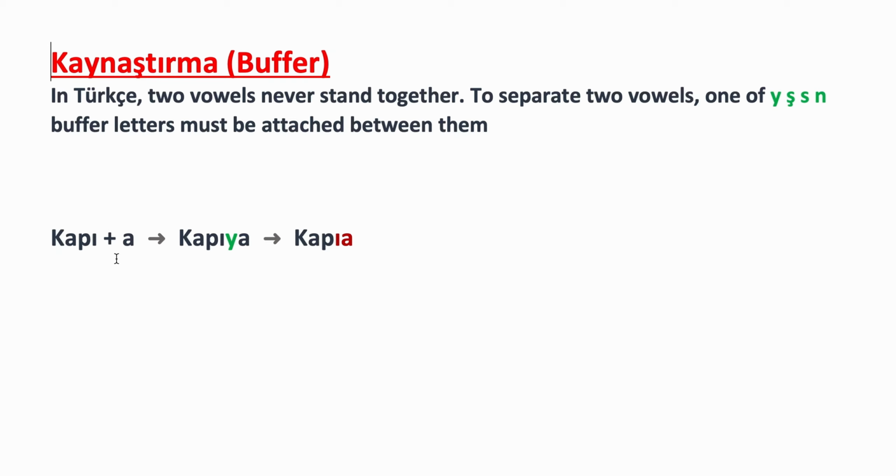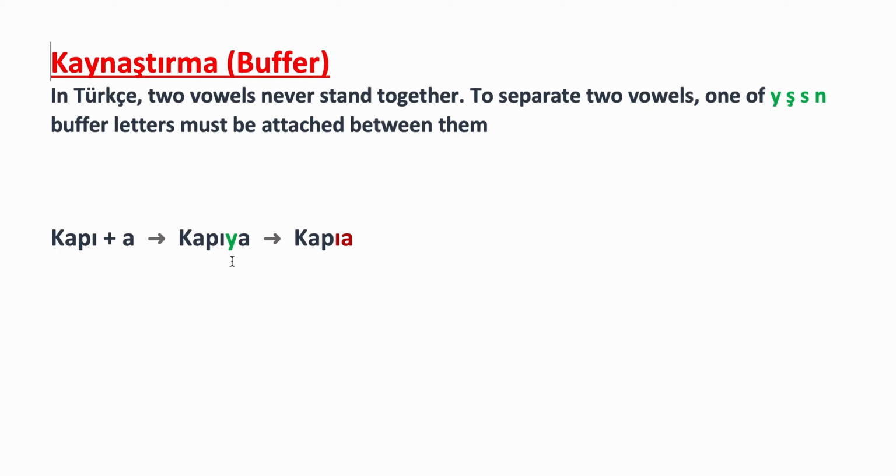Let's see the example. Kapı. Kapı means door. A suffix means to. I want to say to the door, but kapı ends with a vowel and the suffix is a vowel. There are two vowels together now. Then I need to use a buffer for a smooth transition.